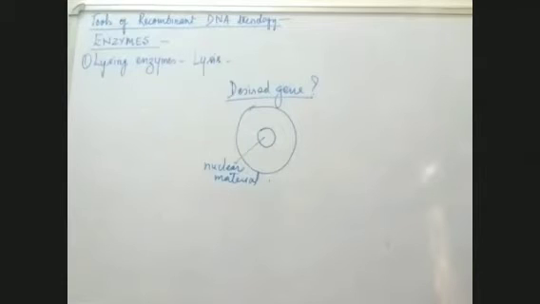So how can we break the cell? For that we will have to break the cell, obviously. So for breaking the cell, some enzymes are required, which we call lysing enzymes, or the enzymes which bring about lysis of the cell.